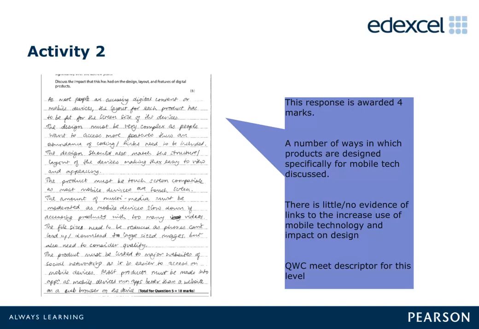This example is awarded 4 marks. The response refers to a number of ways that products are specifically designed for mobile technology, but makes no reference to how the increase in use of mobile technology impacts on digital design. The candidate provides some accurate examples of how features and design are affected, and the discussion is accurate. The quality of the content and discussion place the response at the top of mark band 2, 4 marks.